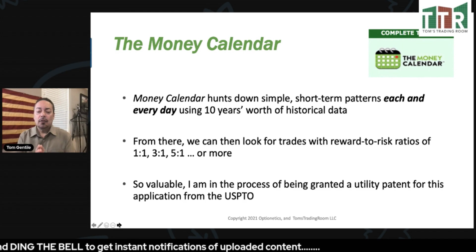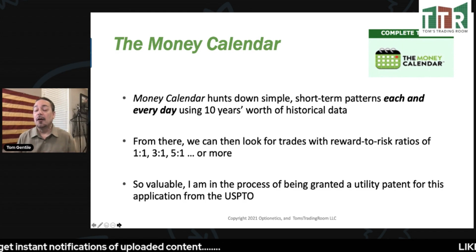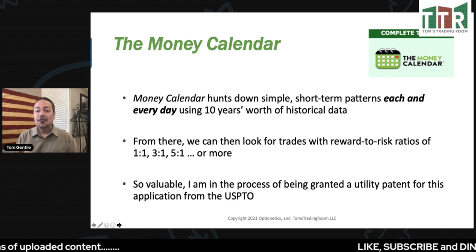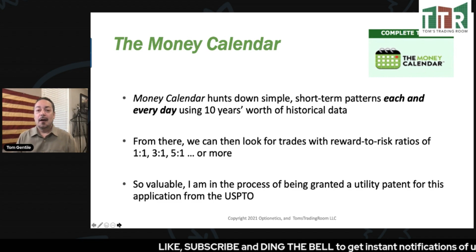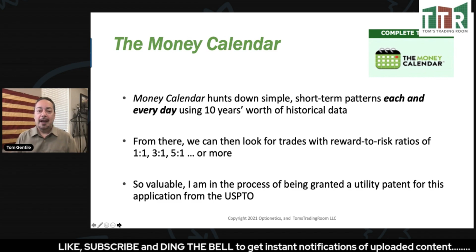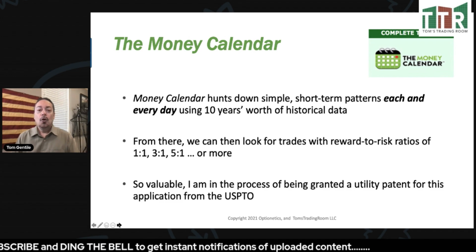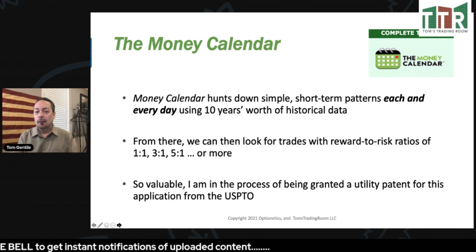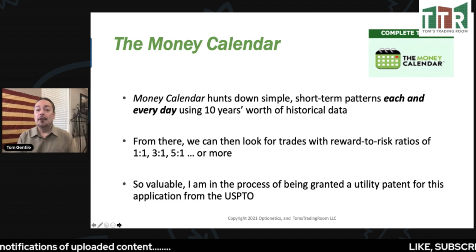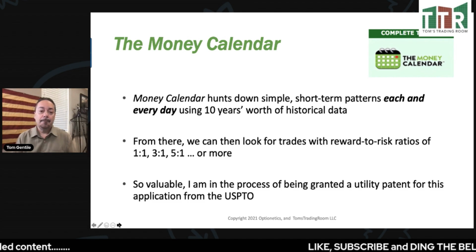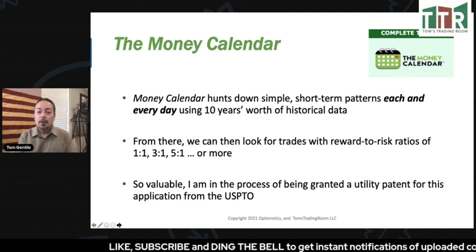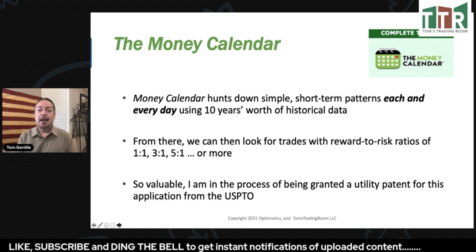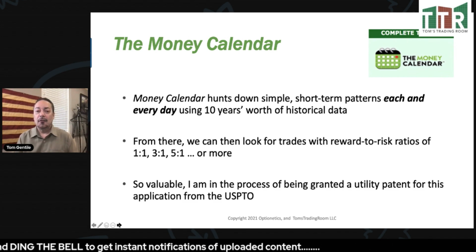So I created the money calendar with my programmers years ago as a way of finding the best day to get into and the best day to get out of stocks, when you look at an actual calendar, a seasonal calendar. And so what the money calendar does is it hunts down these short-term patterns every single day. I use at least 10 years worth of data. From there, I can go in and create alternative risk trades. And this information is so valuable that I currently have a patent pending with the United States USPTO, the Patent and Trademark Office.